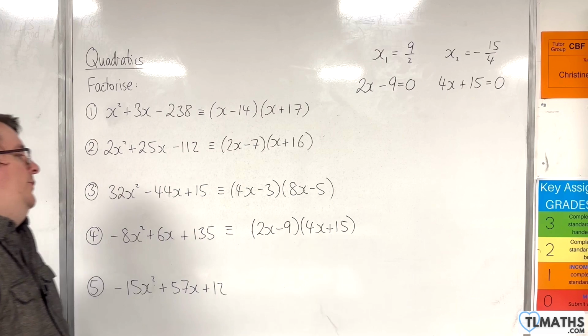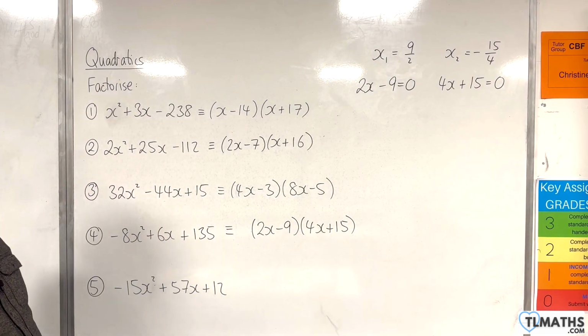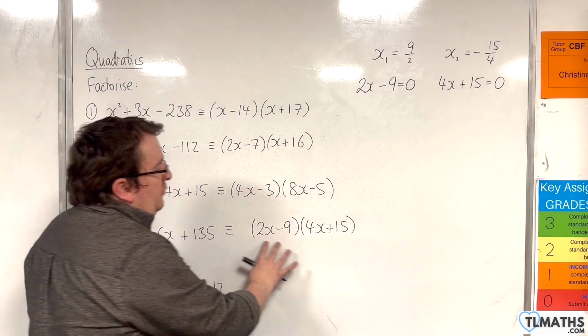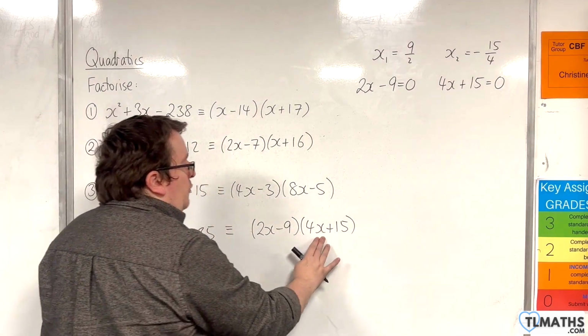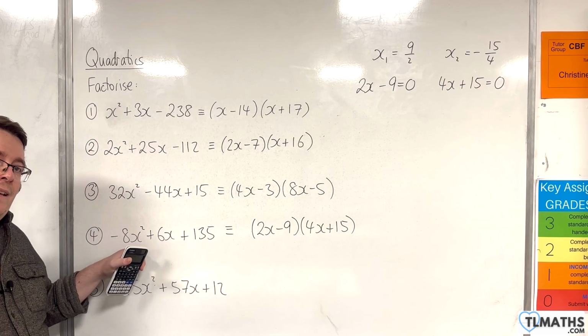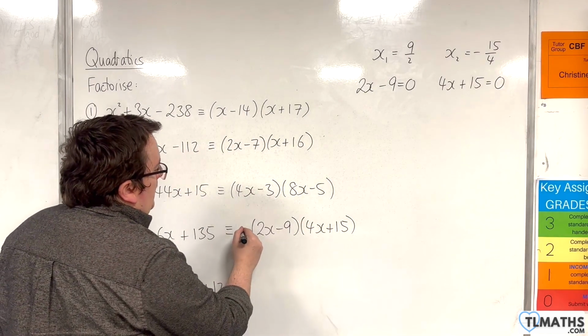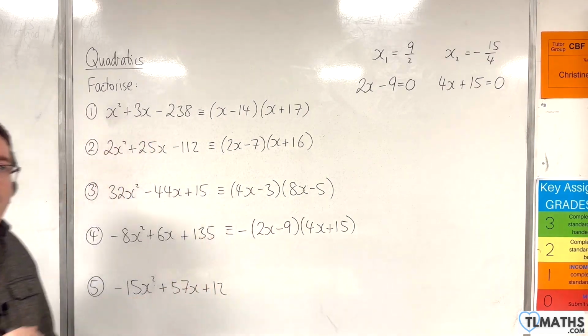But of course that's not quite right, is it, for this example number 4? Because if I was to multiply out these brackets, I get 2x times 4x, which is 8x squared, but over here I've got minus 8x squared. So what you actually need is a negative sign out the front.